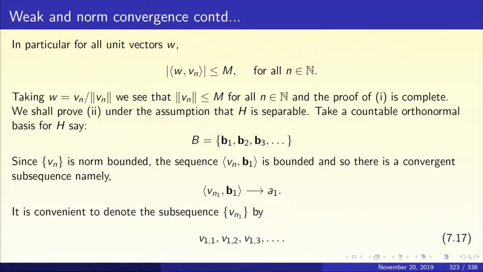Now take W to be Vn by norm Vn. Remember that this inequality is only true for W in the unit ball. So I have taken W to be the unit vector Vn by norm Vn itself. From there you will immediately get that norm Vn is less than or equal to m for all natural numbers, and so the norms are bounded. So weak convergence implies norm boundedness, and the proof of the first part is complete.